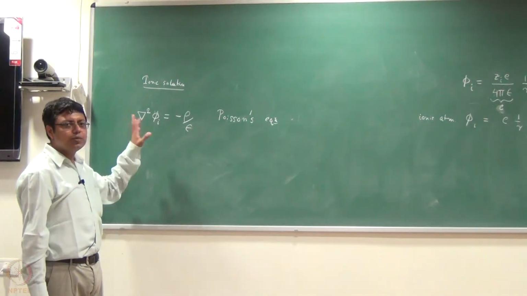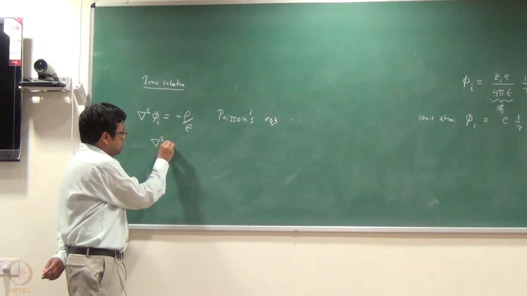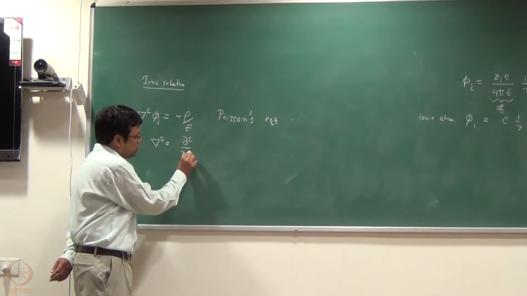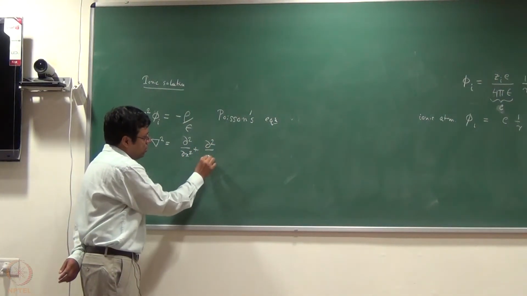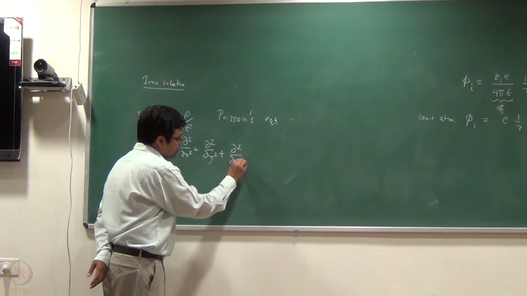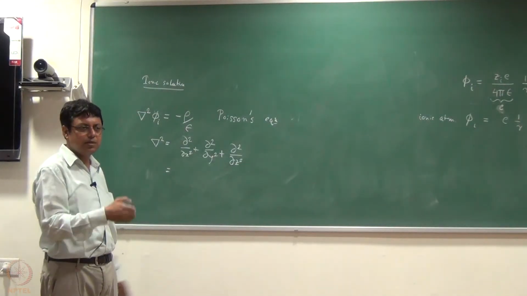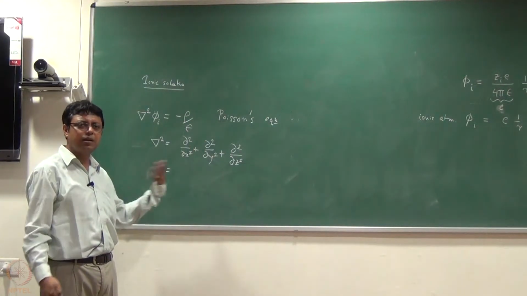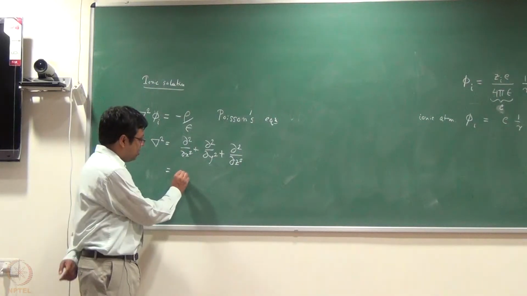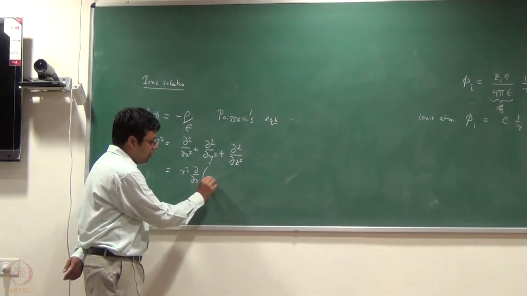Now, what is the form of the del square? Del square I already know from the hydrogen atom problem: del 2 del x2 plus del 2 del y2 plus del 2 del z2. But looking at the symmetry of the problem, it's a charge surrounded by this cloud, so I should better use the spherical polar version. What is the spherical polar version?